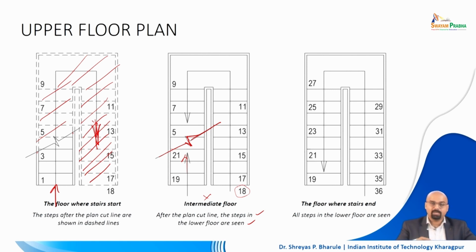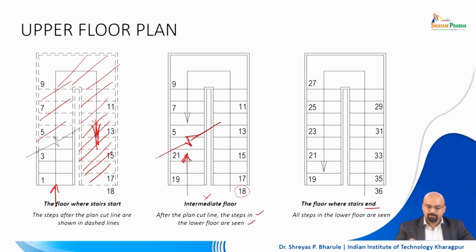So this is one way where the person who is going to refer to your drawings is going to understand that yes, this particular floor is an intermediary floor, by looking at the numbering and the way the staircase is represented. Moving forward, we are looking at a floor where the staircase ends, right? All right. So here what do we see? We see that at this particular step the lower floor levels will be seen. All the steps in lower floors will be seen.